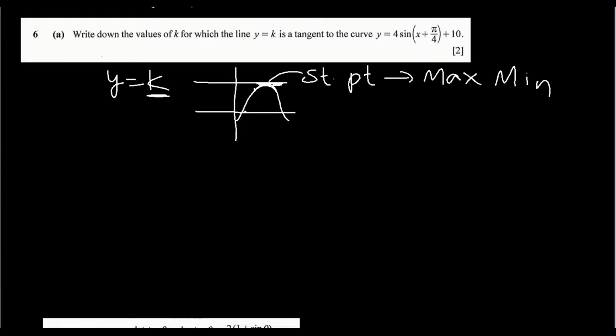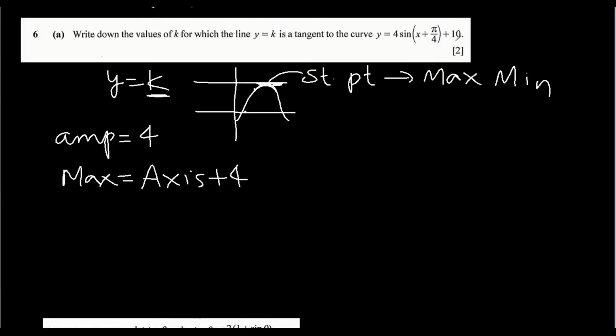So let's draw the graph of this. We know that the amplitude of this particular graph will be 4 because that is the coefficient of sine, and the maximum will be axis plus 4. What is axis? Axis is the point number 10. So y equal to 10 is the axis, and we add 4 to this, so 14 becomes the maximum, and 10 minus 4, 6 becomes the minimum. That's how we find maximum and minimum. So axis plus amplitude is maximum, axis minus amplitude is minimum. Okay, so 14 and 6.